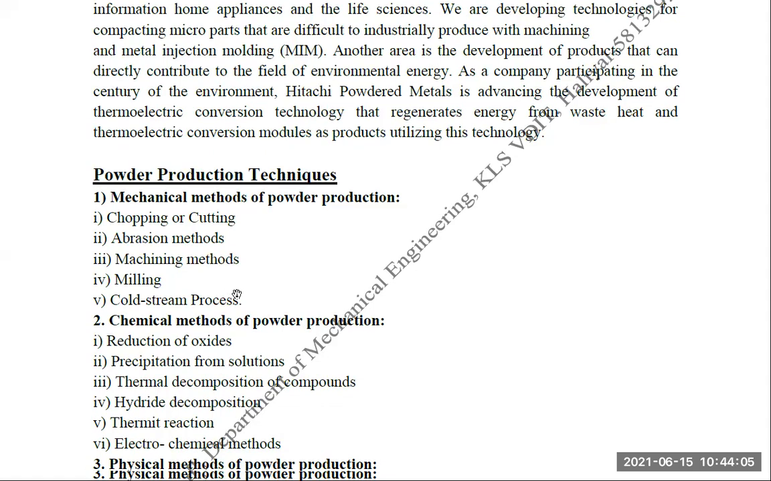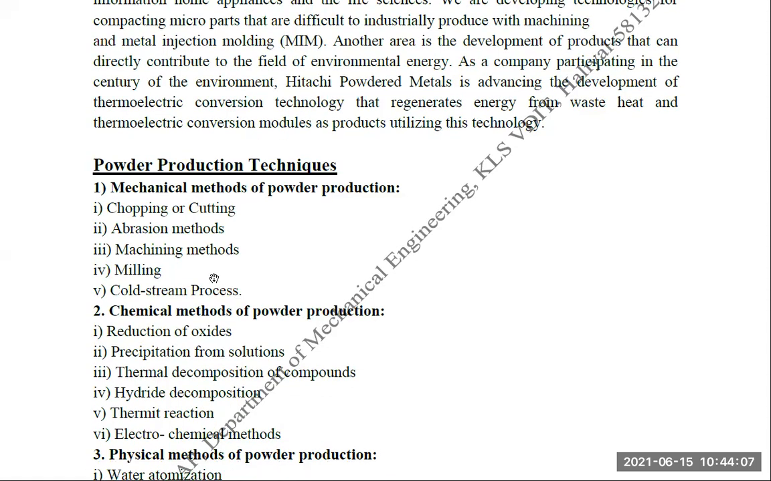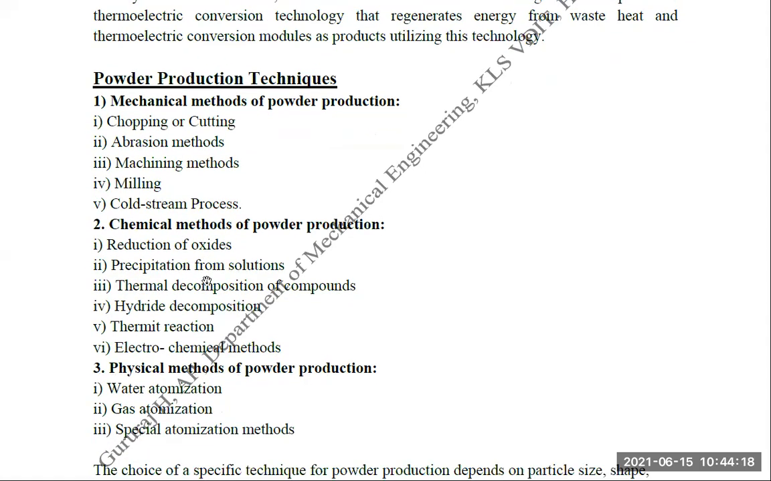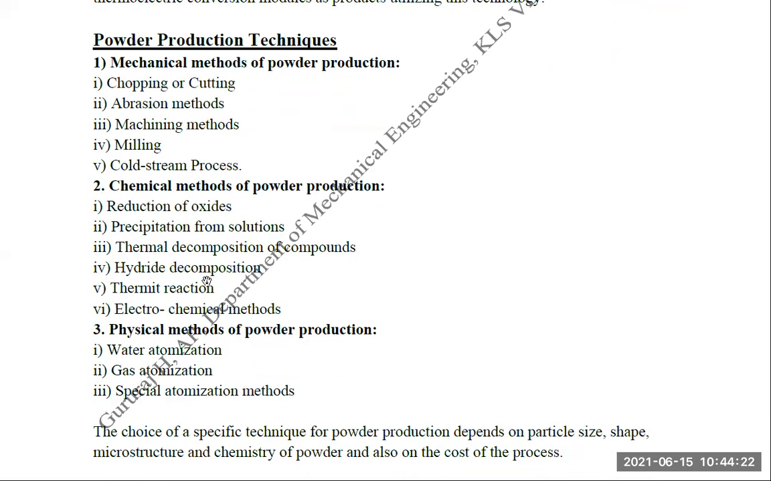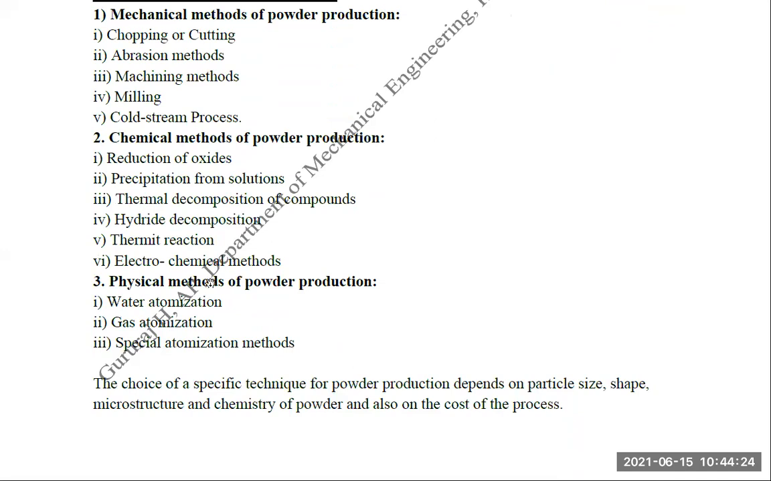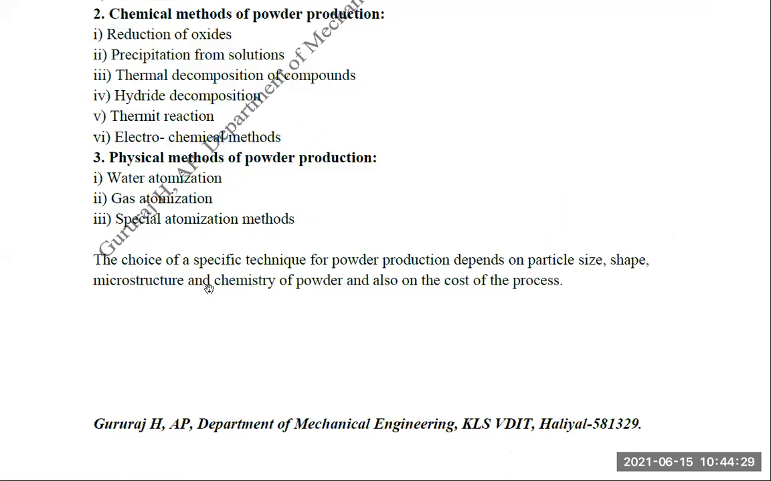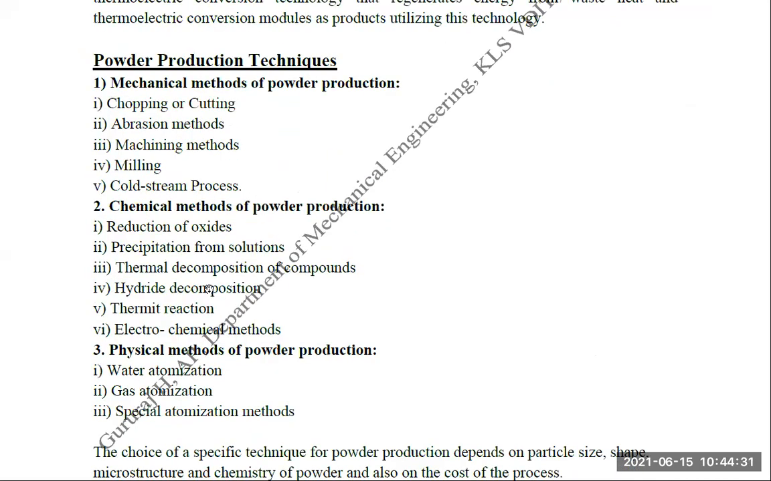Regarding the chemical processing methods for powder production: reduction of oxides, precipitation from solutions, thermal decomposition of compounds, hydride decomposition, thermite reactions, and electrochemical methods. Next, the physical methods of atomization are water atomization, gas atomization, and special atomization methods. So these are the types that are considered, especially for producing the powders.